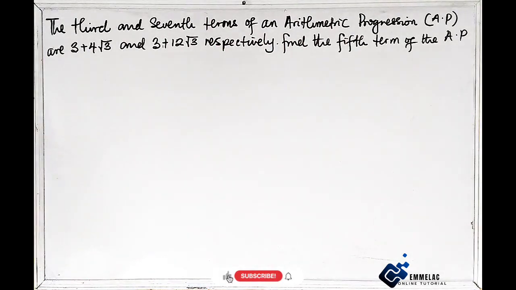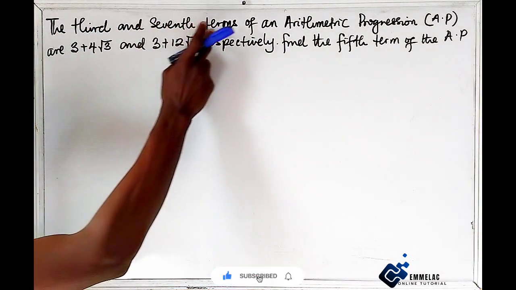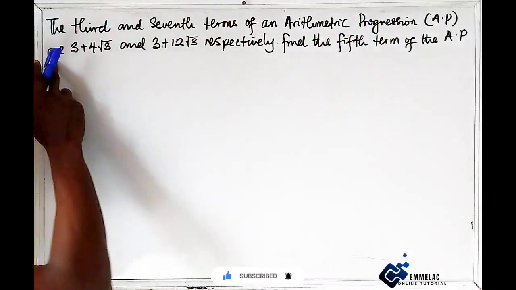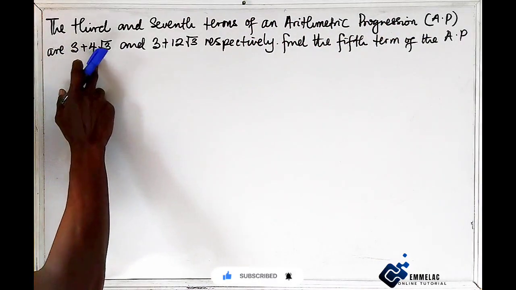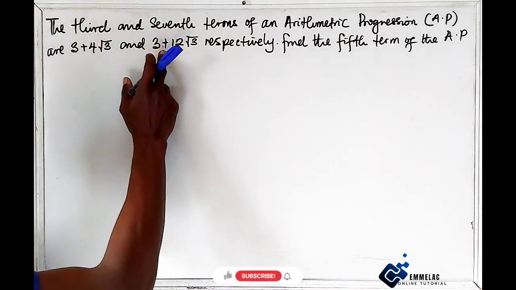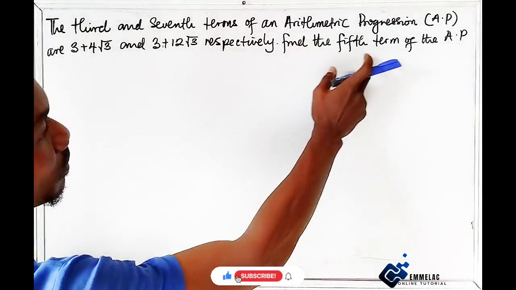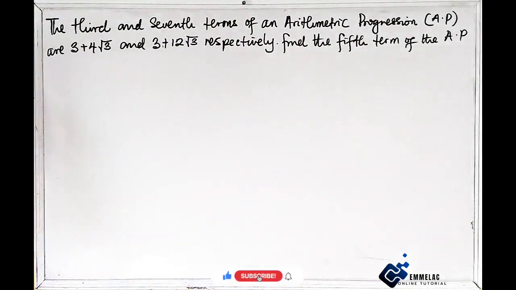Before us is this question in arithmetic progression. It says the third and the seventh term of an arithmetic progression (AP) are 3 plus 4 root 3 and 3 plus 12 root 3 respectively. Now find the fifth term of the AP. Alright, so how do we get started in doing this?